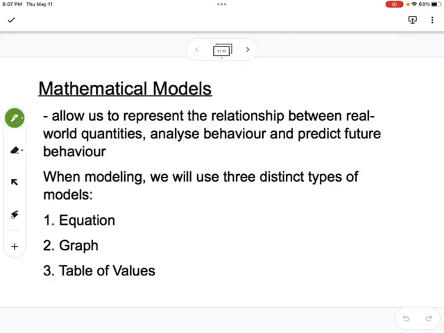So today we're going to be looking at linear and quadratic models. Mathematical models allow us to represent the relationship between real-world quantities, analyze behavior, and predict future behavior. When modeling, we use three distinct types of models. When we're talking about each model, it can be done using an equation, a graph, or a table of values.